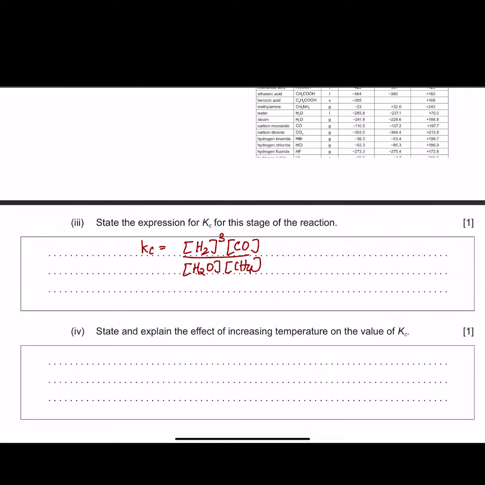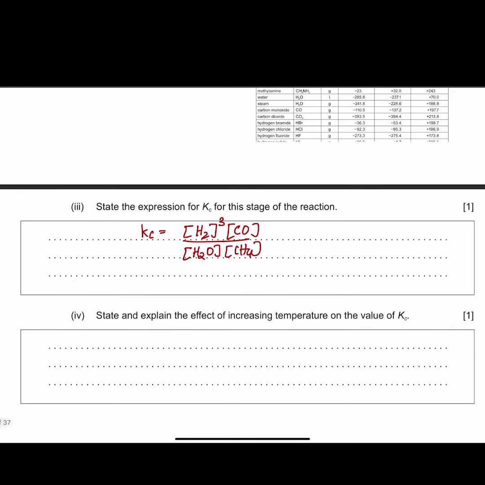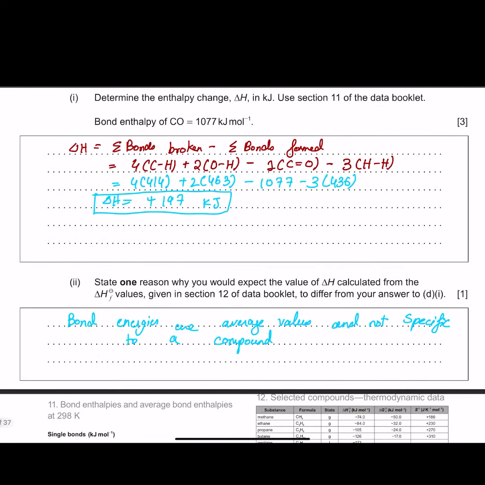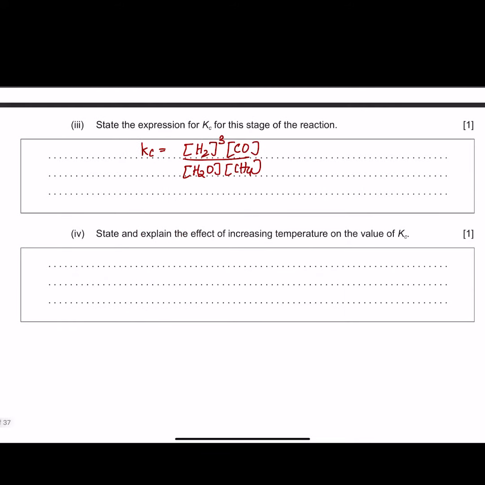Now this reaction has an enthalpy which is positive. Positive enthalpy means the system is absorbing heat, or the reaction is endothermic. So when you increase the temperature of an endothermic reaction, what happens? The reaction gets shifted to the forward direction and the value of Kc increases. So I can say Kc increases and the reaction is shifted to the forward direction.